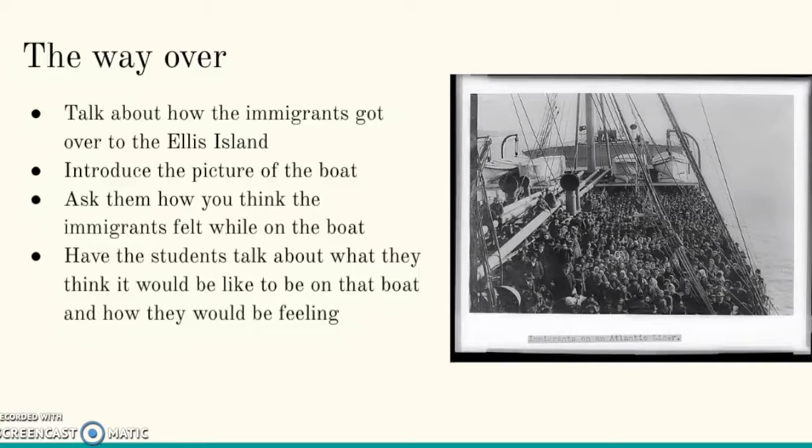Another thing to talk about with the students is reminding them that these people were leaving their home country to come to a completely foreign place to start their lives over again. So this is something I would really talk about and discuss while showing this picture. I would have the students talk about how they would feel if they were on this boat, as well as how they would feel leaving their home.